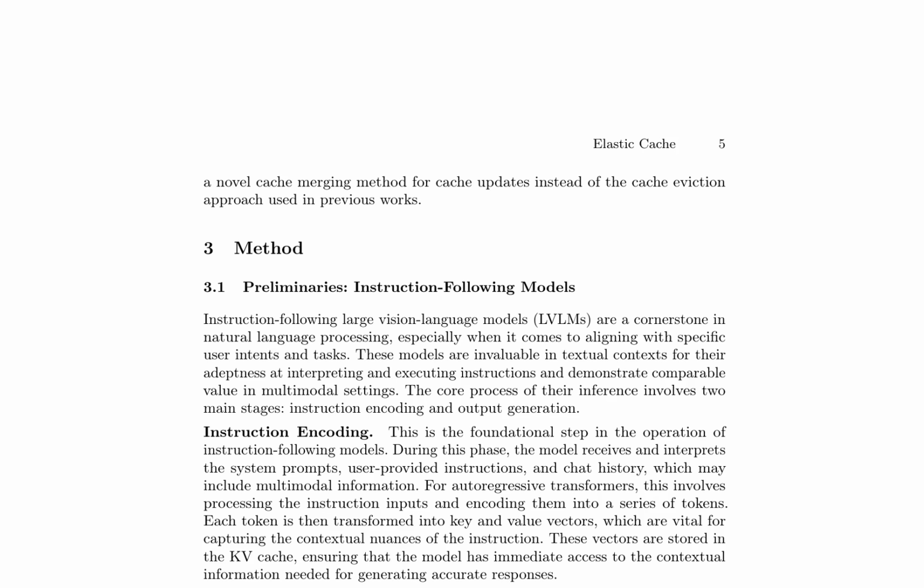Elastic cache is a novel cache merging method designed for large vision language models, which play a crucial role in natural language processing by aligning with specific user intents and tasks. These models consist of two primary stages: instruction encoding and output generation. In the instruction encoding stage, the model receives and interprets system prompts, user-provided instructions, and chat history, which may include multimodal information. The instruction inputs are processed and encoded into a series of tokens, each transformed into key and value vectors that capture contextual nuances.